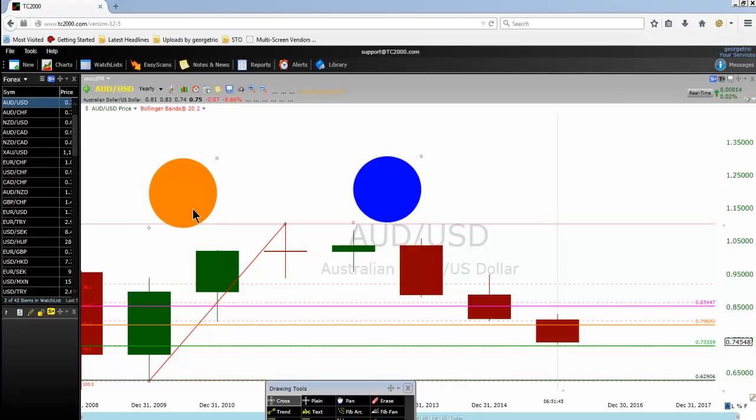As I explained to traders before, the Australian dollar, US dollar currency pair is also influenced by gold. So if gold is going up, the Australian dollar, US dollar currency pair will go up. If gold is going down, this currency pair will go down. It's positively correlated to gold.